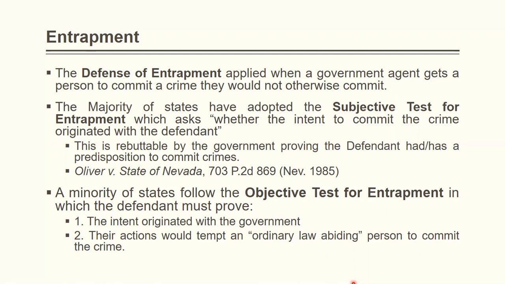Right? So for the objective test for entrapment, the defendant has to prove two things. First, the defendant has to prove that the intent originated with the government. So very much like the subjective test, right? The government is the one that had the intent. The second thing the defense has to prove is that the government's actions would tempt an, quote, ordinary law-abiding person to commit the crime.